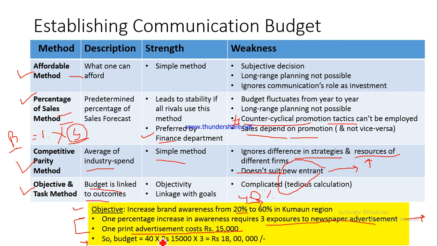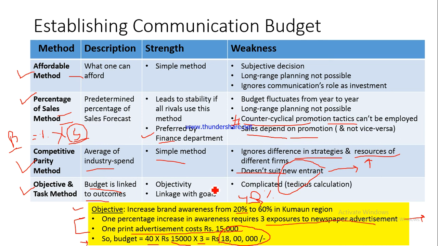So let's have a look at this particular calculation here. Now we have to increase brand awareness by 40%, right? So 40 has been mentioned here, and for every 1% increase we need 3 exposures. So naturally, for a 40% increase we need 120 exposures. So 40 into 3 would be 120, and for every exposure we will have to spend 15,000, right? So this is what we will have to spend on newspaper advertisements. Is that fine? So 18 lakh would be our expenditure on newspaper advertisements.